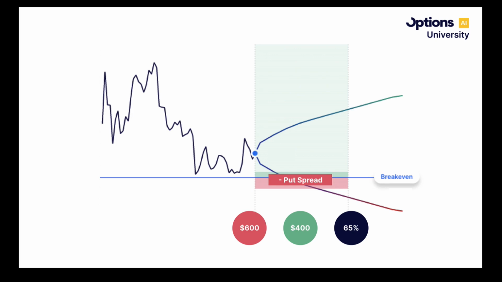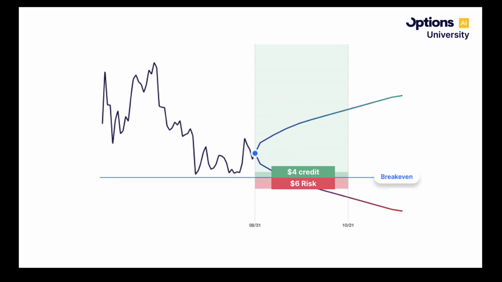Let's use a put spread as an example. It's $10 wide and can be bought or sold initially at $4. If the put spread is sold at a credit, it risks $6 to make up to $4.